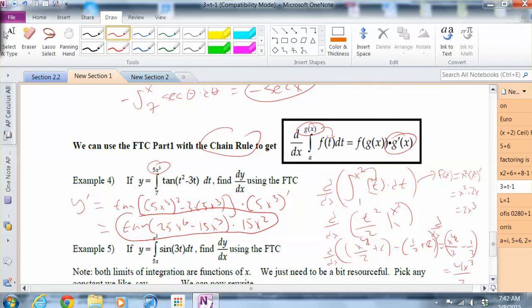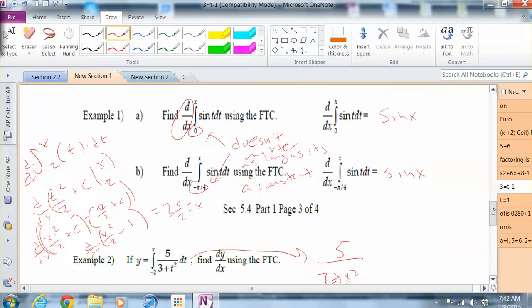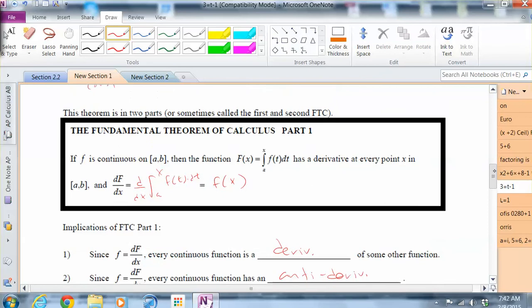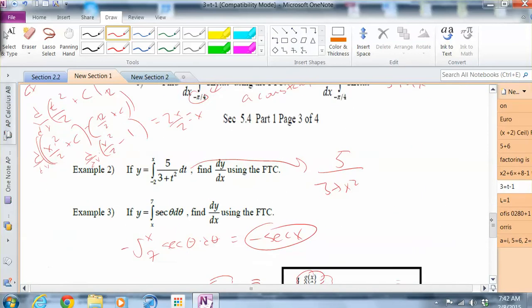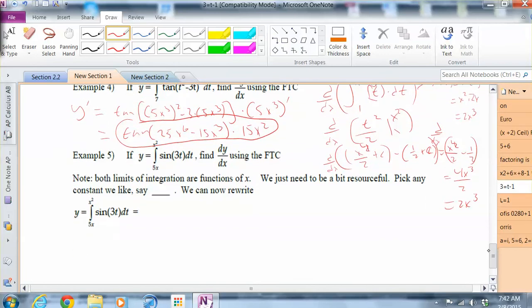So again, replacing t with 5x cubed, but also because it's not plain x, I've got to multiply by the derivative of 5x cubed. We didn't do that before because the derivative of x was just 1, so it didn't really matter. But now because the limit is not the same as x, I have to multiply by the derivative of that. Okay, let's get one more here.